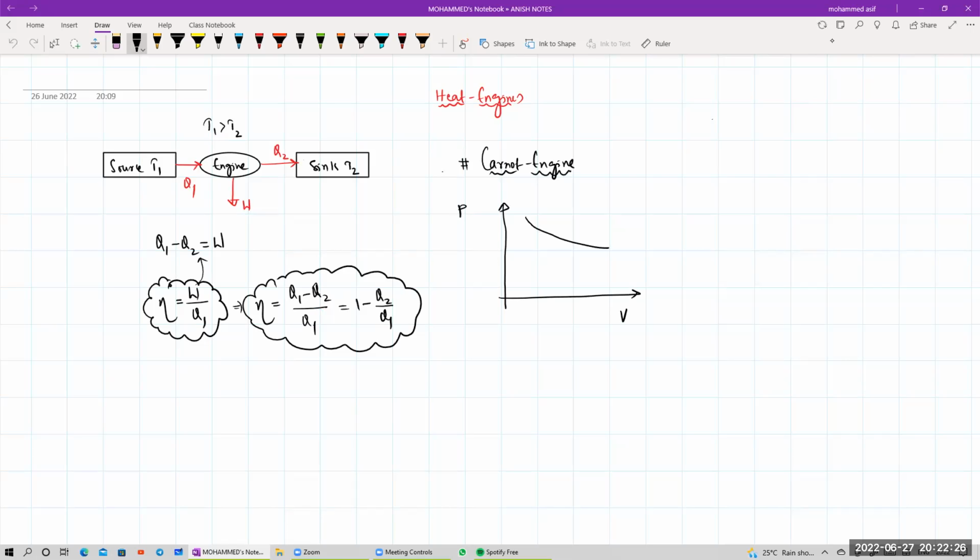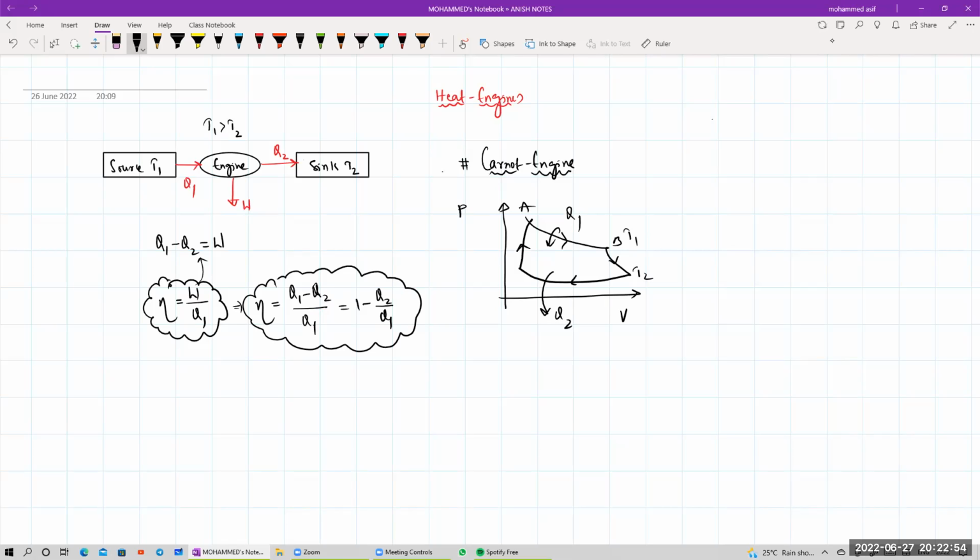This is one graph here, then again compression, then again like this. Cyclic process. So it is your A to B. Here the energy is being taken, that is nothing but Q1 in this process. And here it is at a temperature of T1, and this one is at a temperature of T2. Then again it is going like this, and from here this energy will be equal to your Q2.